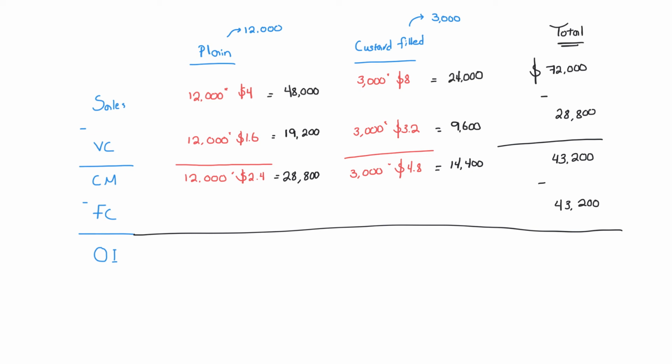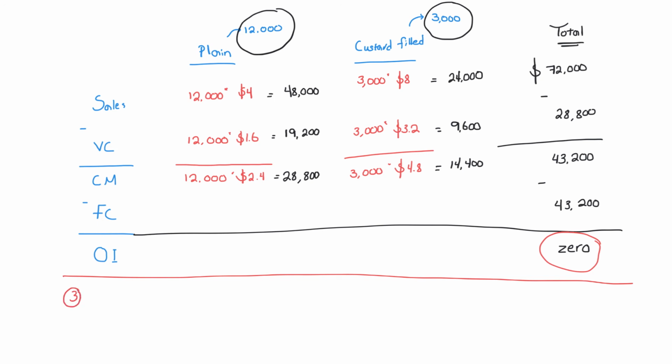So now 43,200 contribution margin less 43,200 fixed cost, you're gonna get 0. So this is the proof that if I sell 12,000 dozens of plain and 3,000 dozens of custard filled, I'm gonna break even, which means your income will be 0. Okay. Now let's see requirement number 3.